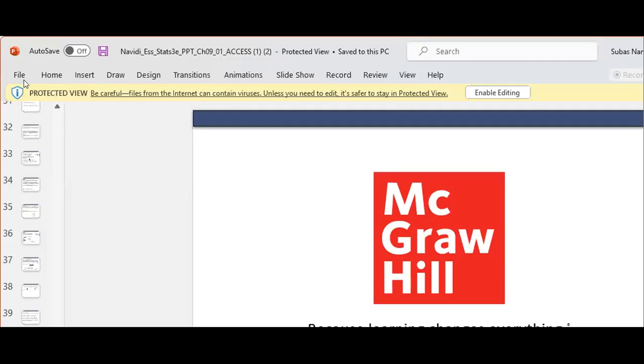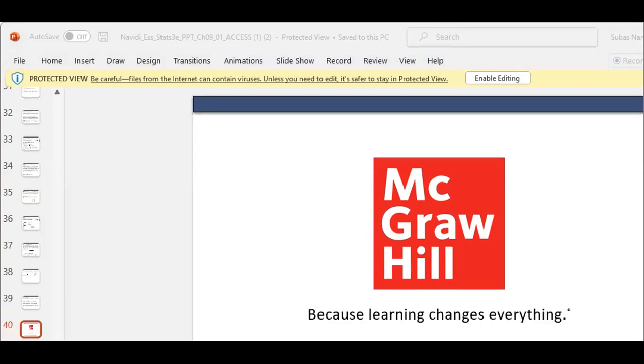We will jump to the next section now, which is 9.2. I hope this is this one. Yep. Inference about the difference between two means, paired samples. Perform a hypothesis test with matched pairs using the p-value method.